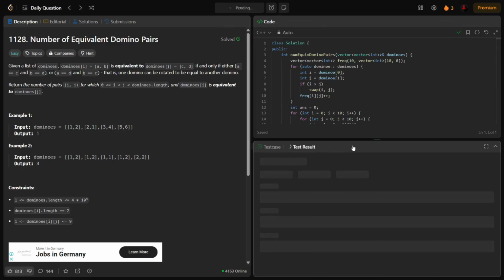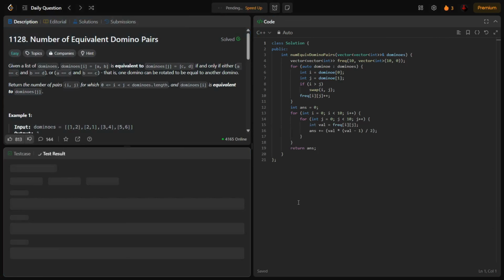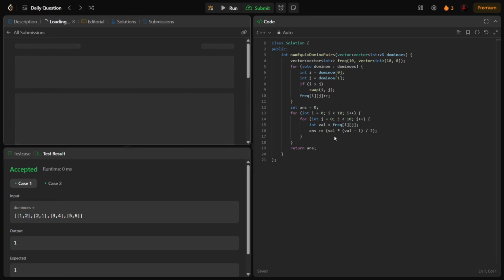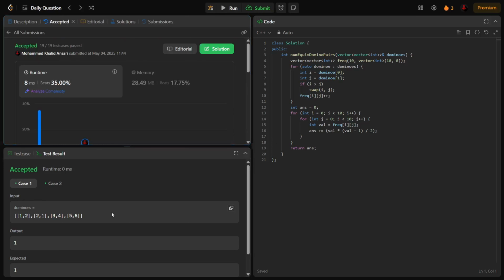Let's try to run the code. Perfect, it is running fine. Now let's submit the code. Yeah, it got submitted. And let's analyze the time complexity of this solution.